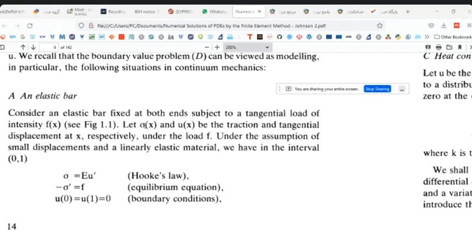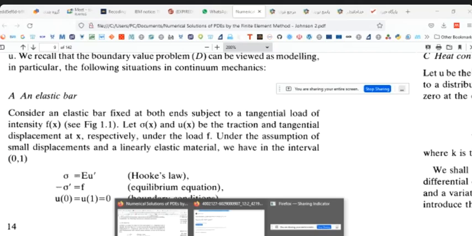tangential load of intensity f(x), and let sigma(x) and u(x) be the traction and the tangential displacement at x, respectively, under the load or the force of f, with the assumption of small displacements and linearly elastic material.